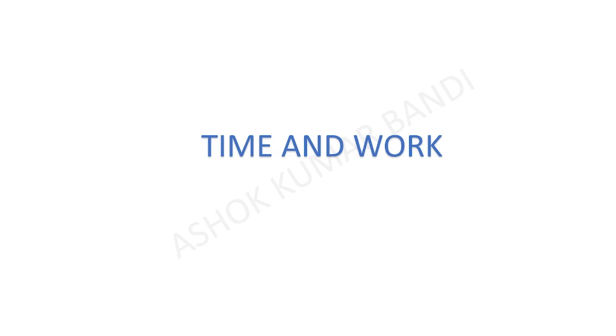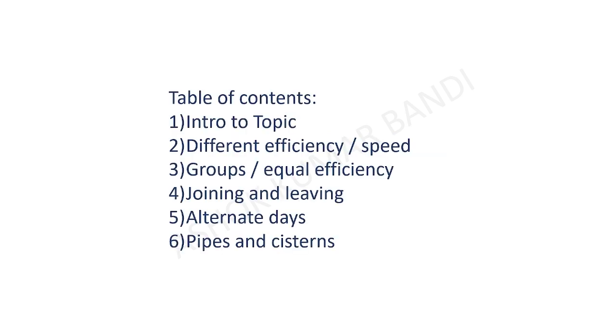So in this video, we are going to discuss the third and fourth models of time and work. That means we are going to start with people with similar efficiencies. Then we are going to solve problems on joining and leaving, and then problems on alternate days. So let us see the problems.